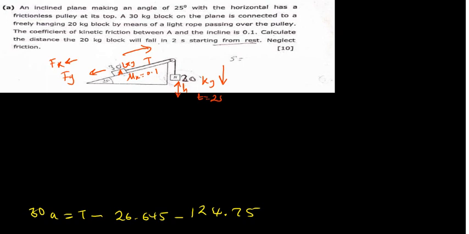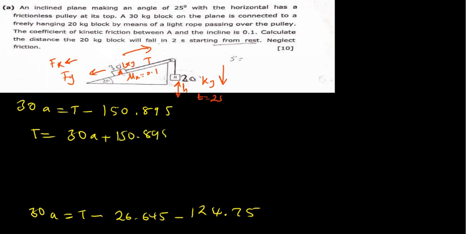So that is going to give us 30A being equal to tension minus 26.645 minus 124.25. And that will give us 150.895. Let me make T the subject of the formula. So T is going to be equal to, I'll take this term the other side, so that is going to be 30A plus 150.895. So that is our first equation.